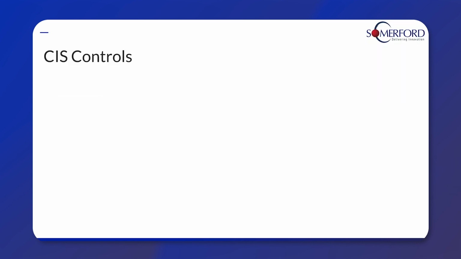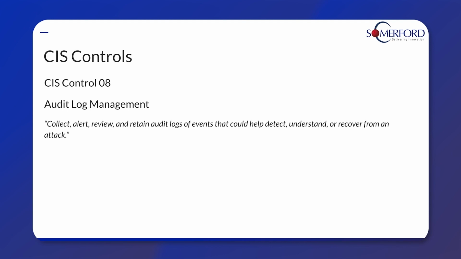Okay, so looking at some of the CIS controls, there are three we want to look at. The first one, Control 8, audit log management. I guess kind of obvious this one. We're looking to collect, alert, review, and retain audit logs of events that could help detect, understand, or recover from an attack. The first part of that, collect, alert, and review, is Splunk bread and butter, but certainly to detect, understand, and recover.